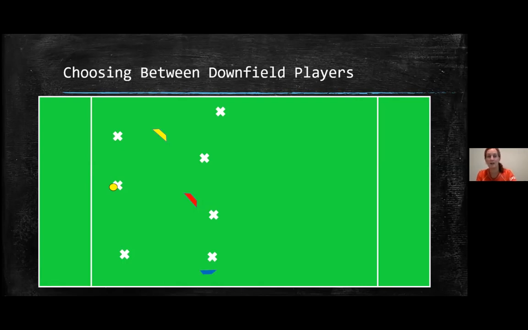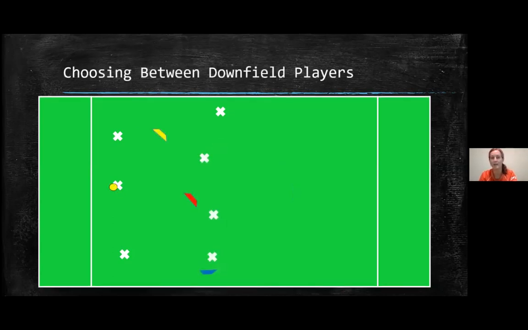But this is another scenario where communication can be really valuable too. So if you're in that mid position and you have your right side mid here, you can just be like, hey, take this player, and then you can cover this one. Or similarly, you could talk to your left side mid or your deep back there, and they may be able to help you out with them.